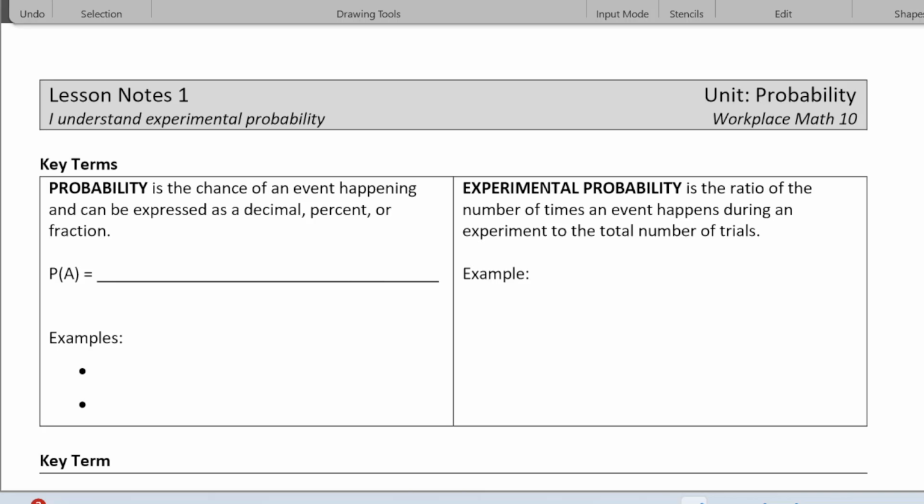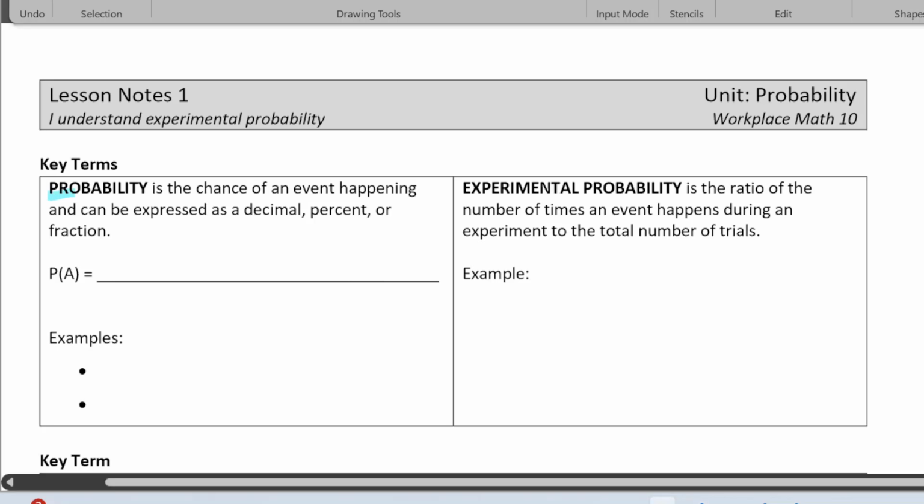So this is lesson 1 in the probability unit for Workplace Math 10. We're talking about experimental probability today. So first, a couple of definitions before we start. This is our first lesson on probability, so we want to talk about some of the key terms we'll be using. So let's start with the word probability.